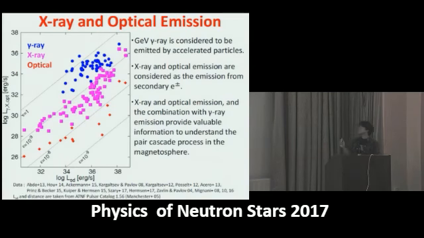So X-ray and optical emission and the combination of gamma ray emission provide useful information to understand the pair creation process in the magnetosphere. Now the detected sample size has become large, so we check the conventional synchrotron radiation model using a simple analytical model.